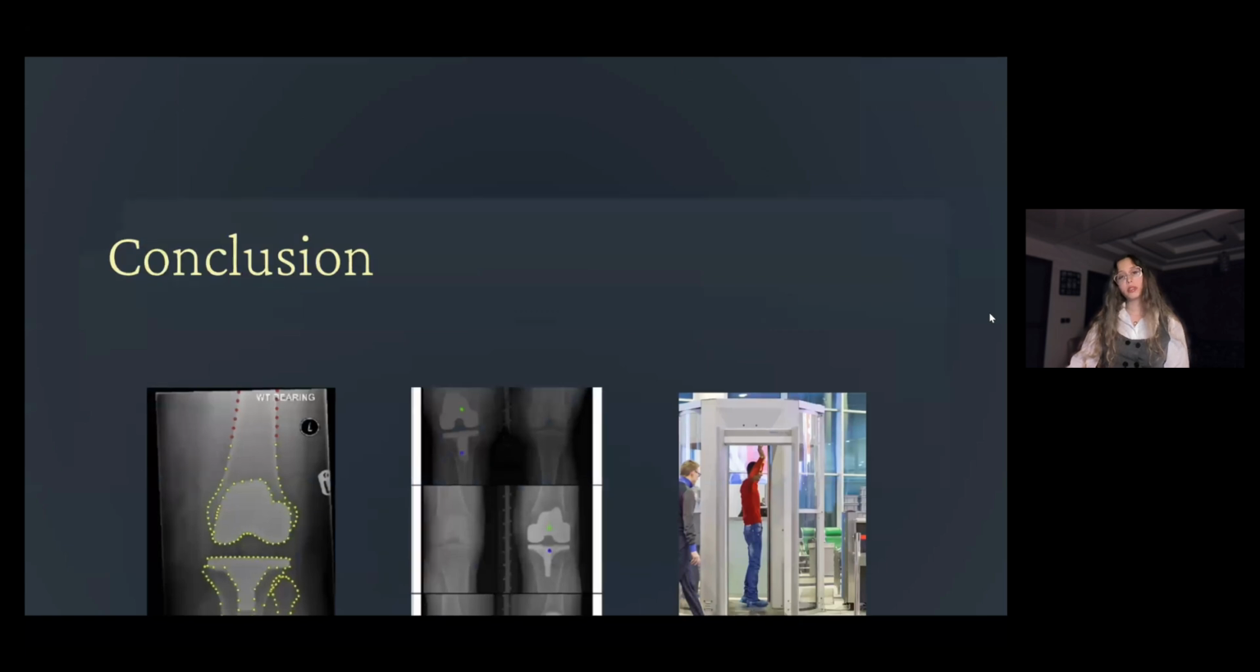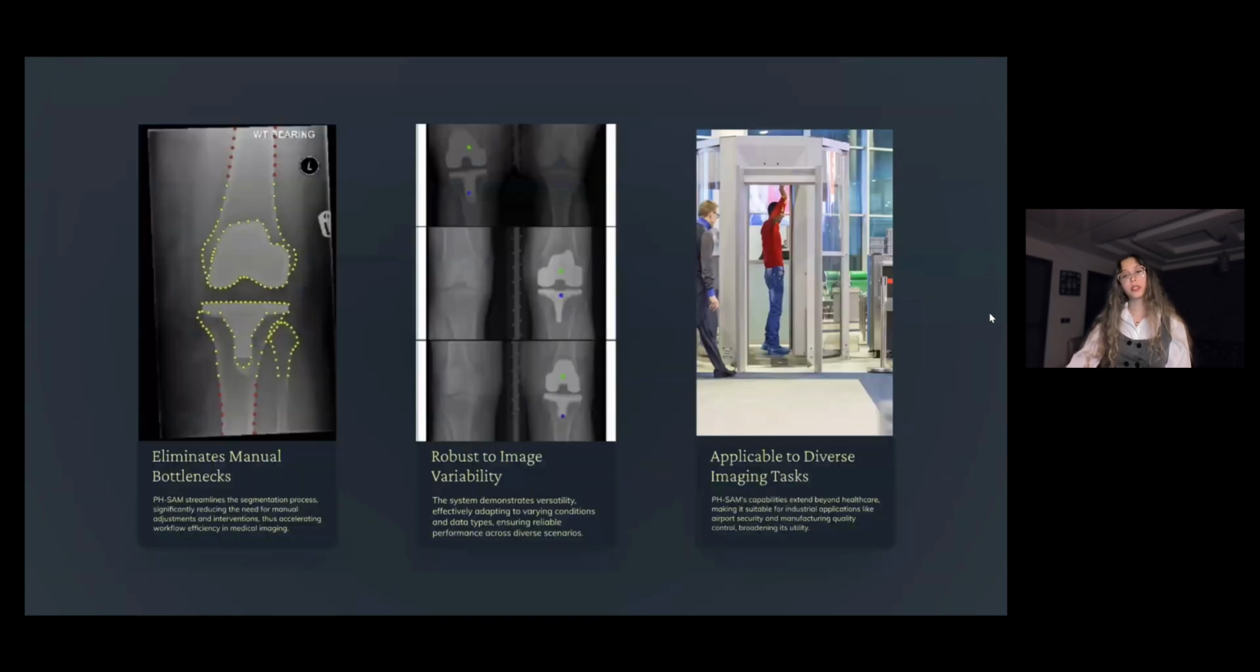PHSAM is more than a segmentation model. I believe it's a step towards universal medical image understanding. Its design can be extended to CT scans or MRIs. It is also domain flexible, which means it can be applied to industrial quality control, airport security scanning, and any area that requires real-time, high-precision object segmentation.